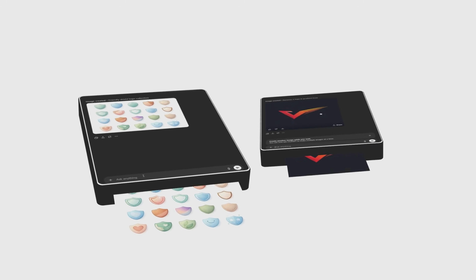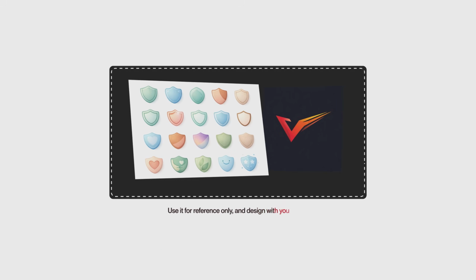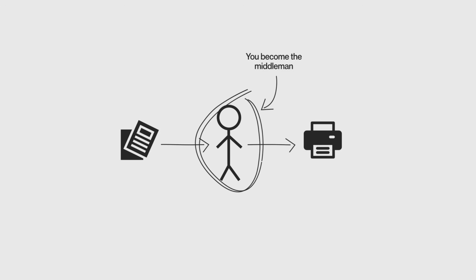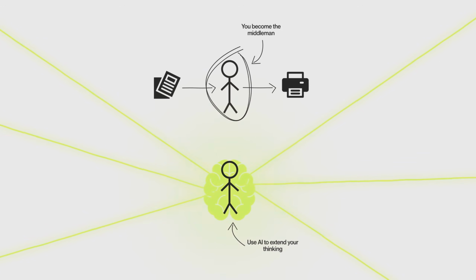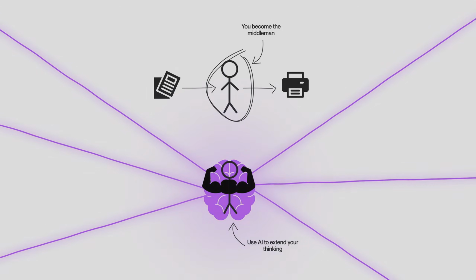Let it give you the raw material, then turn it off and design like a human with a brain with a sense of responsibility. If you hand the entire job over to AI, you become the middleman, the middlewoman with no value. And if you use AI to extend your thinking, you become very hard to replace. And that really comes to life when you start thinking properly about audiences.